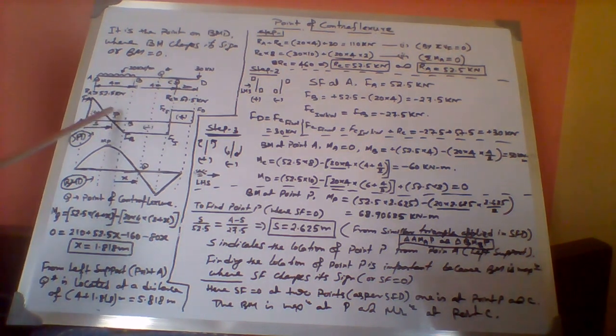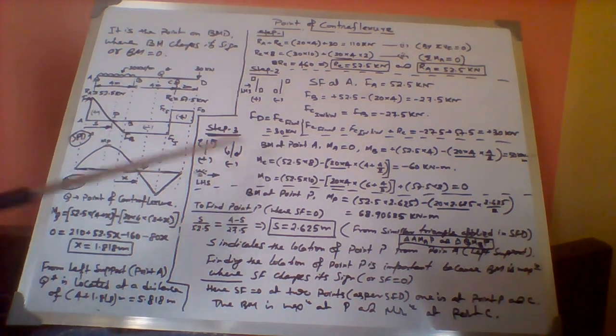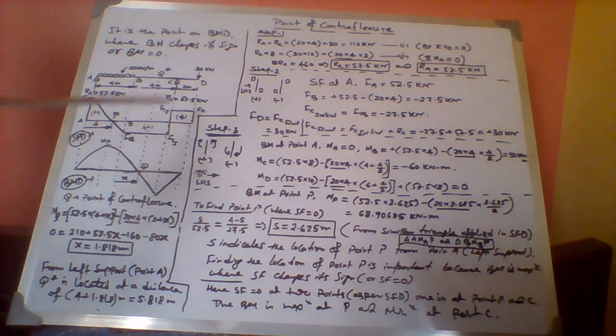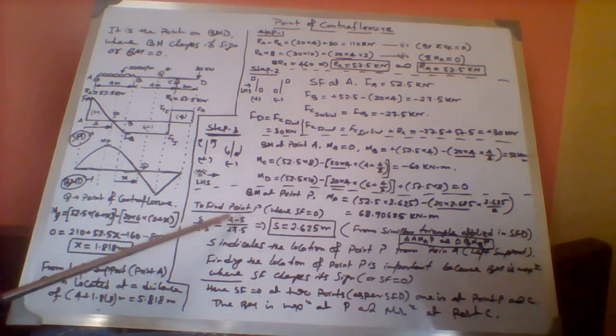So we have to find out the location of point P, so we use this particular triangular diagram. After getting this value, first place the SFD. You can see at point P the shear force changes its sign from plus to minus, and here the shear force is equal to 0. Now we have to find out the point P.